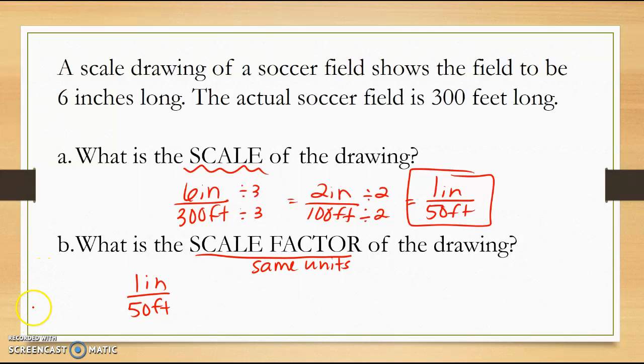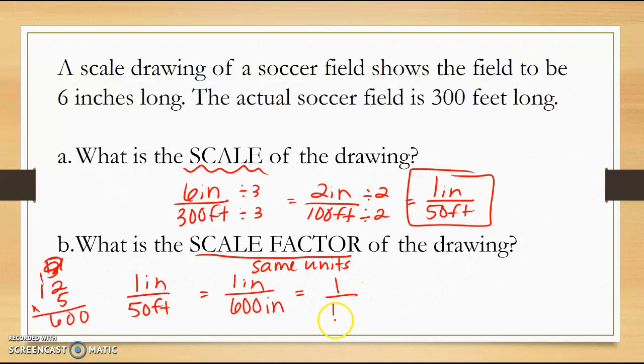So every foot has 12 inches. So I'm going to take 50 and multiply it by 12. I'm just going to use my 5 here and add a 0 at the end. So we should get 600 inches. So actually, I have 1 inch over 600 inches, which again, since this is a scale factor, I don't need those labels, so I can just have 1 over 600. And that would be my final answer there.